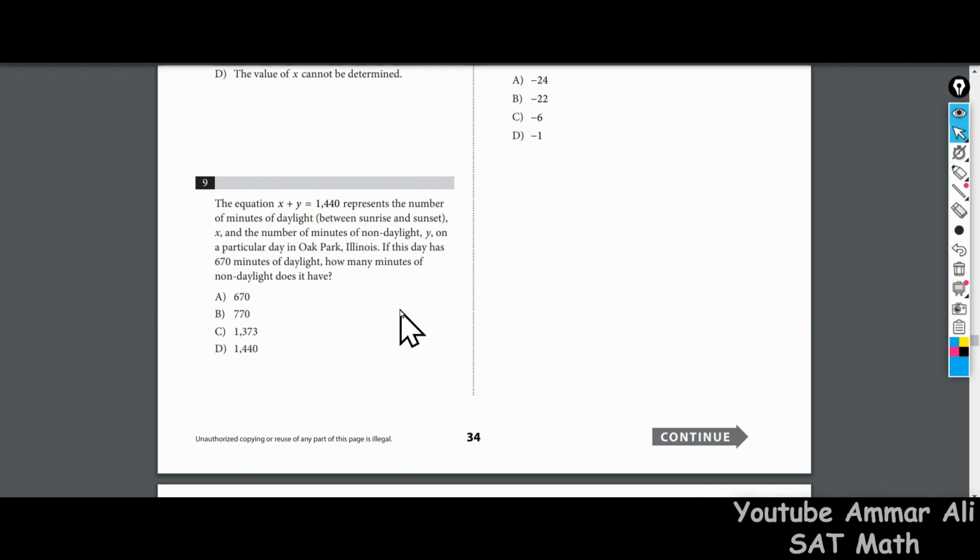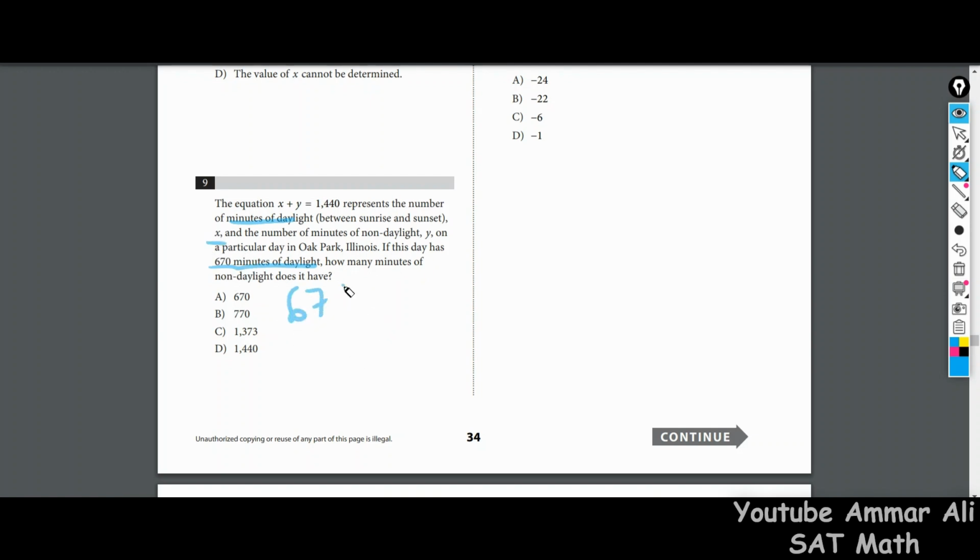Now let's go to question number 9. What are they asking us here? They're asking how many minutes of non-daylight there are in this particular day. They tell us that X is the number of minutes of daylight and Y is the number of minutes of non-daylight. What do they give us? They give us X, and we just need to solve for Y, because X is the minutes of daylight. So we just need to solve for Y.